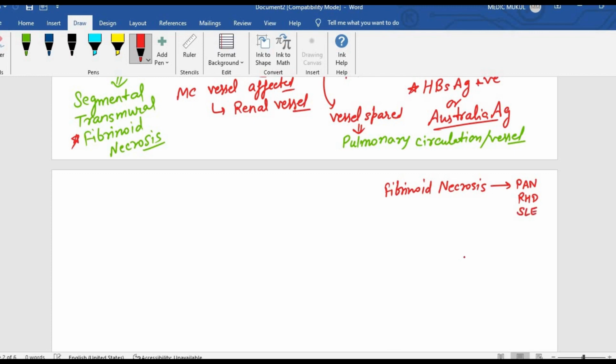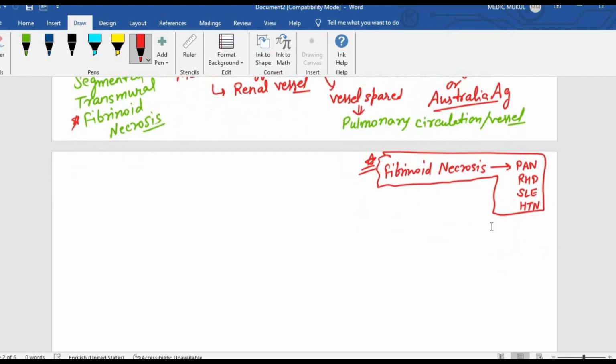Systemic lupus erythematosus, SLE, three letters. Then again there is malignant hypertension. So in all these conditions, with what necrosis will there be? We will see fibrinoid necrosis. In all these conditions, what will we see? Fibrinoid necrosis. PAN, RHD, SLE, HTN. So remember, there will be fibrinoid necrosis.